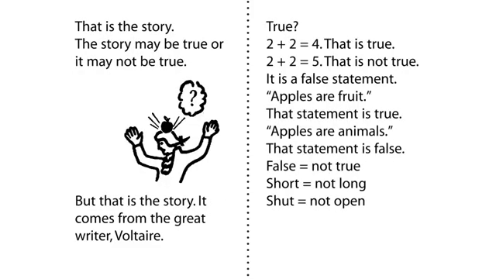That is the story. The story may be true or it may not be true, but that is the story. It comes from the great writer Voltaire. True? 2 plus 2 equals 4. That is true. 2 plus 2 equals 5. That is not true. It is a false statement. Apples are fruit. That statement is true. Apples are animals. That statement is false.